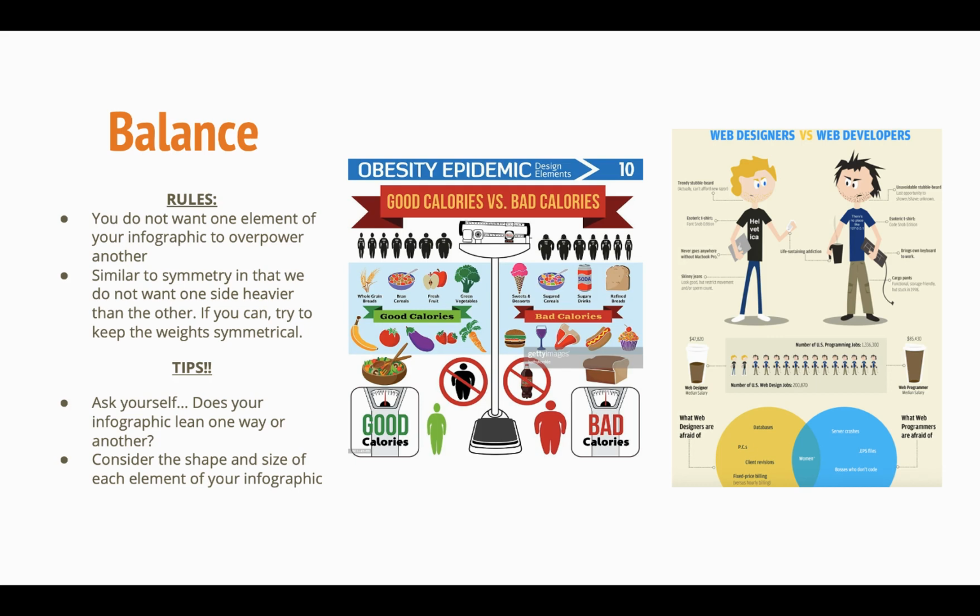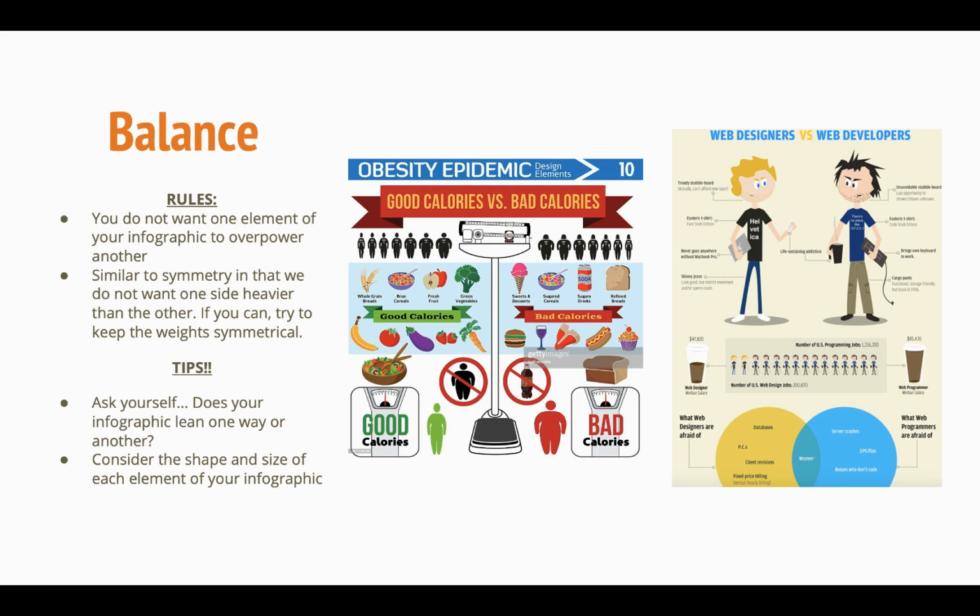So we see with both of these examples that they seem to be balanced very well. There's not one side of the poster that has more text, more images. They just seem to balance each other out very well, which is what we want. So one way that you can almost check yourself is ask yourself, does your infographic lean one way or another? If it does, you don't necessarily need to add on any more text or pictures of some sort.